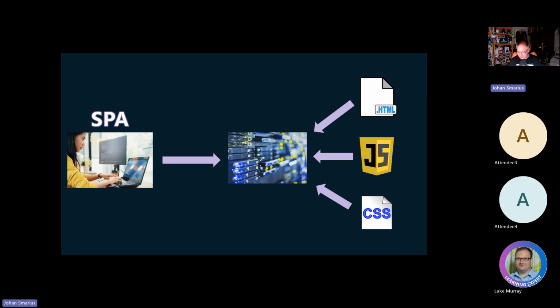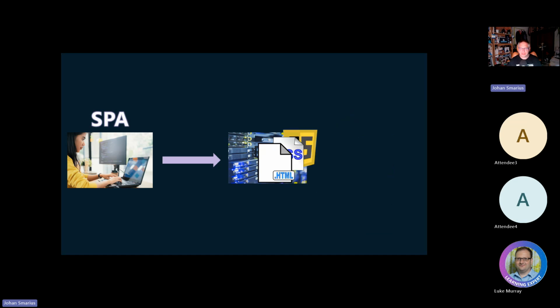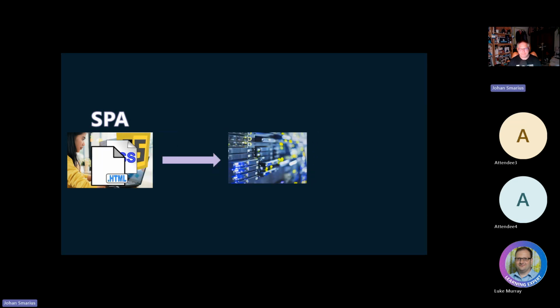So if you look at it, what the web server has to do is combine these and send them to the SPA. Okay, so there's not a lot that the web server has to do. Now we add Blazor to this equation.